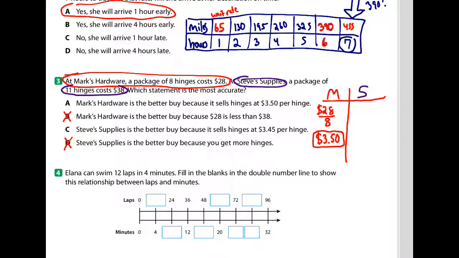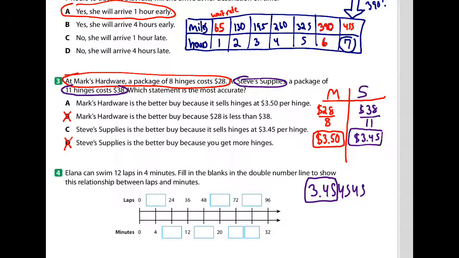Now we're going to do the same to Steve's. So let me find his numbers. His are $38 for 11. Now when you do 38 divided by 11, you get a weird repeater. It comes out to 3.454545. You only need the first 2 digits after the decimal. Just think that's how money works, right? You only go out to the hundredths place. So Steve's are $3.45 per hinge.